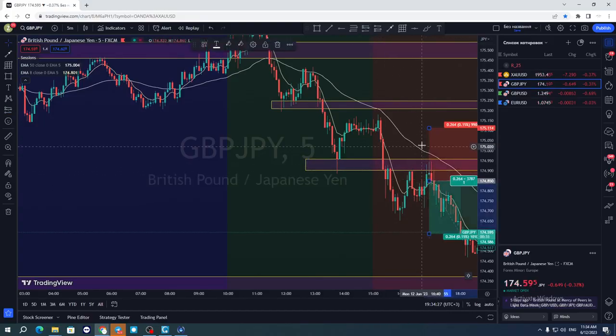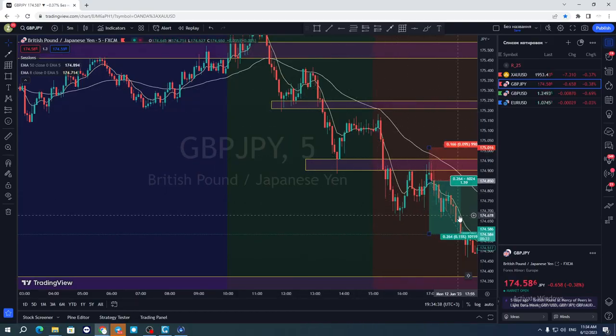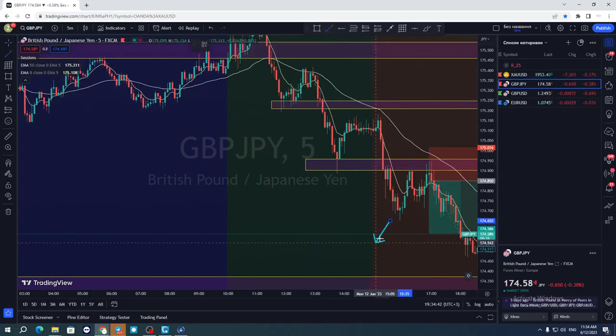I took this trade like that, below the EMAs. Look how perfect it is. It seems like a downtrend, it seems like a break and retest, and both EMAs are going down. What can be as simple as that, guys?